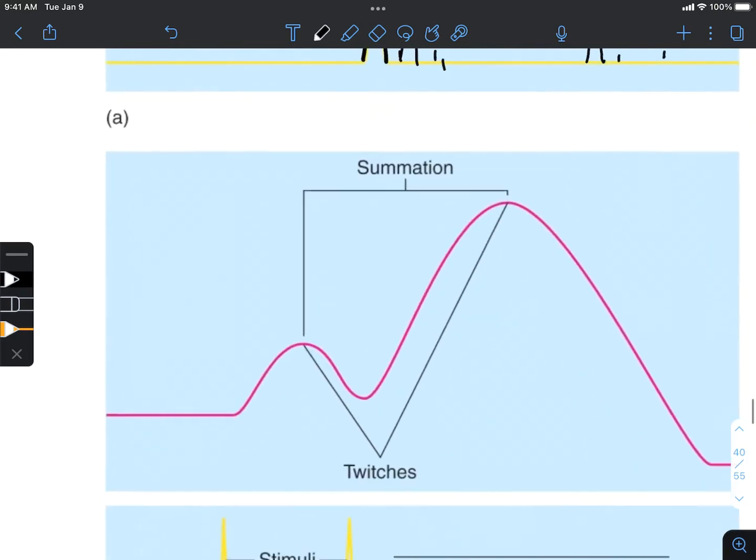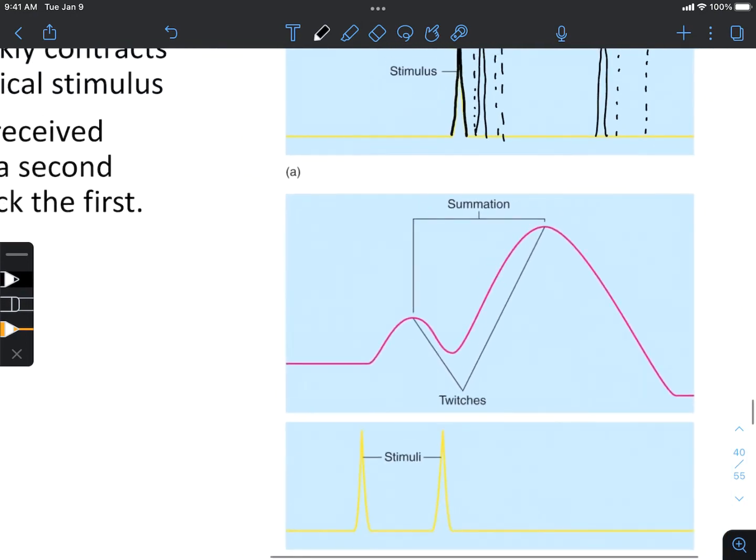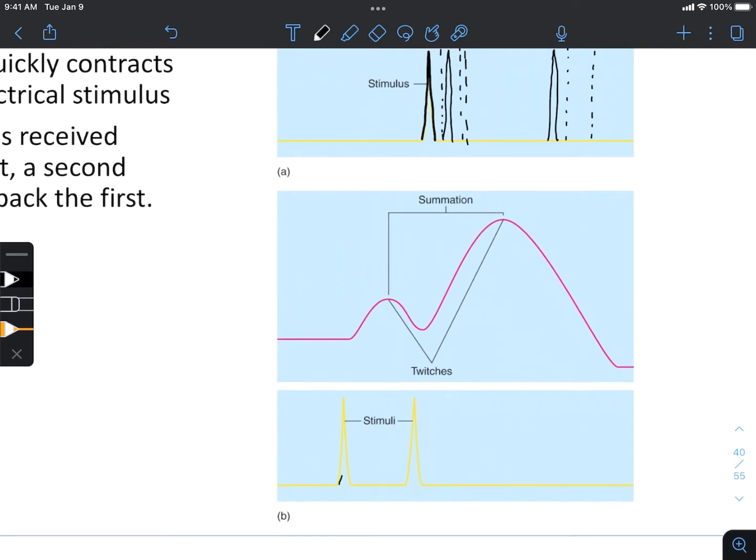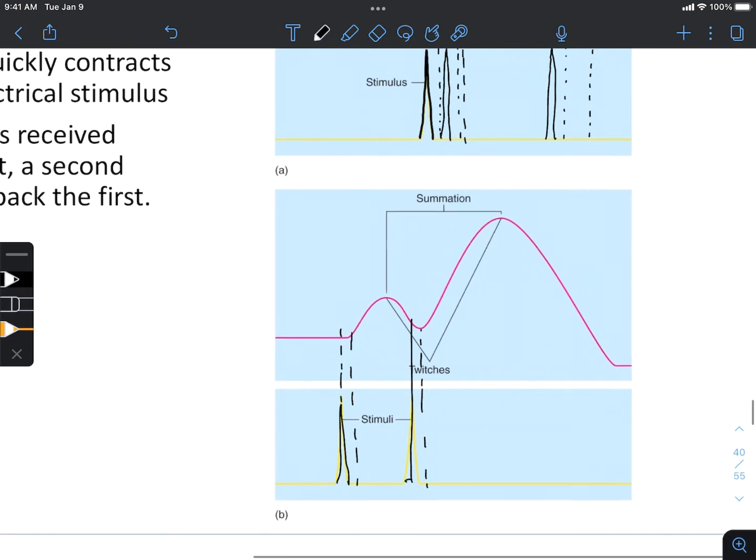If we look at this down here, this is what it looks like if you had a better artist. And so you can see in this case, here's my stimulus, one stimulus here. Let's follow it up. There's my latency period right there. Another stimulus here, follow that up. And then a latency period here before the muscle has completely relaxed. And so we end up with this summation process.